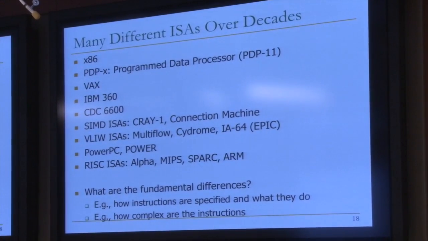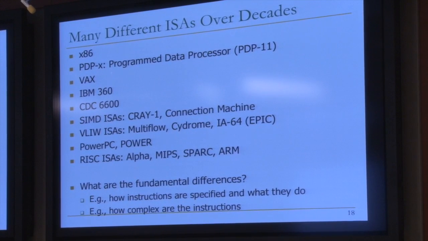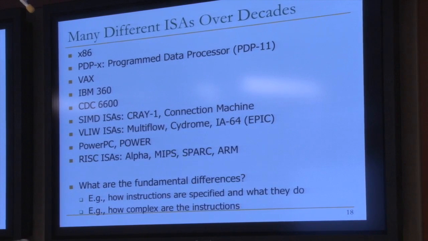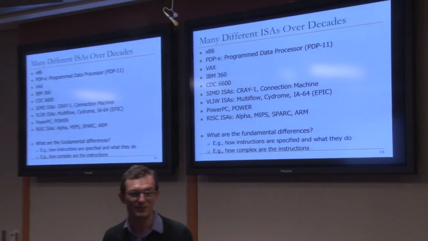But x86 is one of the dominant ISAs today. But there have been many, many ISAs. I'm going to give you examples of some of these, and you don't need to know all of them. This is just to show you that the space of ISAs has also been rich.